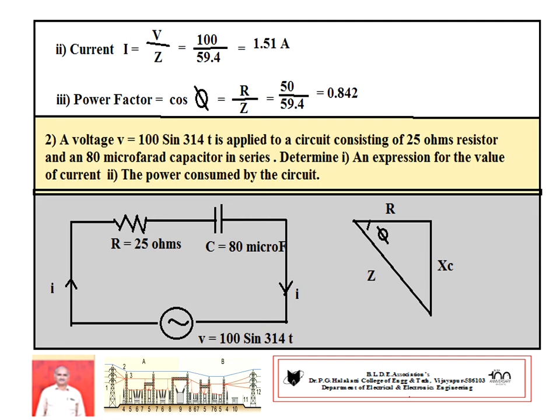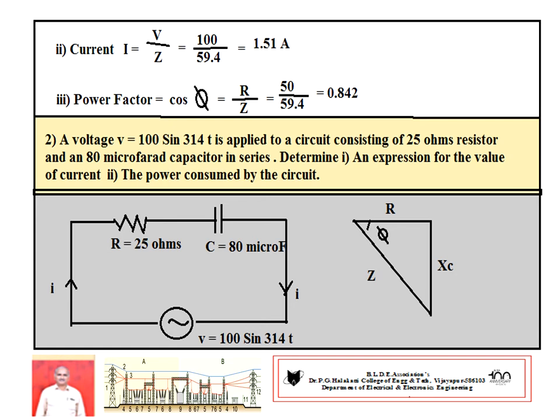A voltage V equal to 100 sin 314t is applied to a circuit consisting of 25 ohms resistor and an 80 microfarad capacitor in series. Determine number 1, expression for the value of current. Number 2, power consumed by the circuit. So draw the circuit diagram. Recognition of type of AC circuit. Which type of AC circuit, sir? It is an RC series AC circuit.